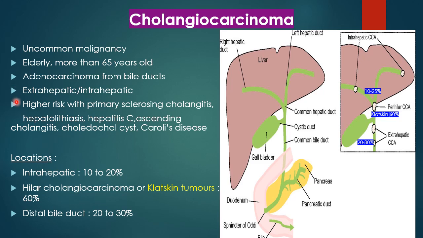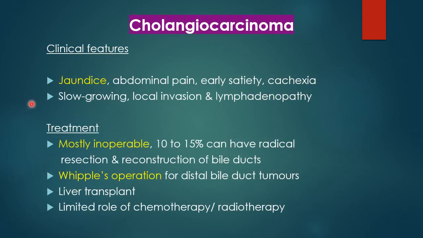Most of them are adenocarcinomas. There are certain conditions which are high risk for developing this cancer: primary sclerosing cholangitis, hepatolithiasis, hepatitis C, ascending cholangitis, choledochal cysts, and Caroli's disease. The clinical features of cholangiocarcinoma are basically obstructive jaundice associated with abdominal pain, early satiety and cachexia. It's a slow-growing tumor but invades locally with lymphadenopathy.